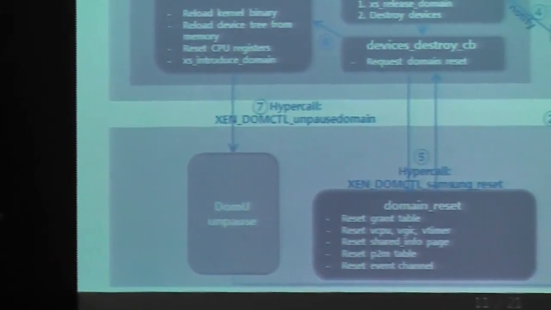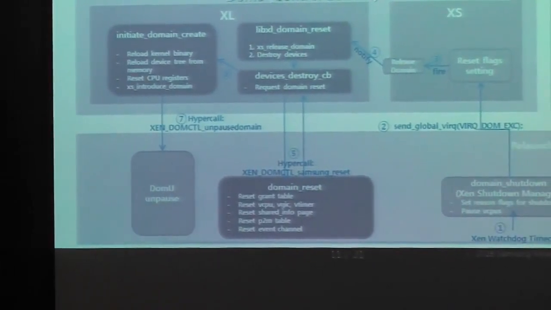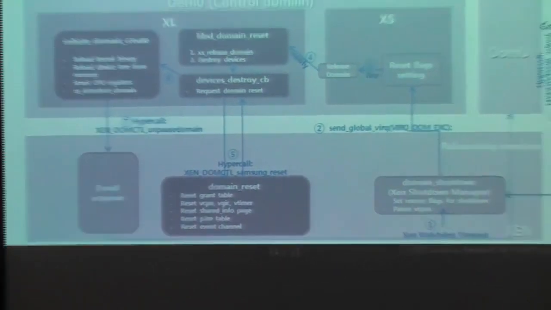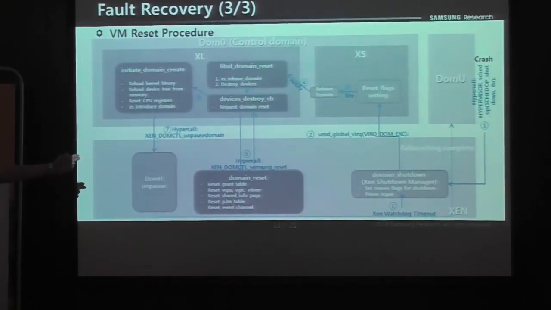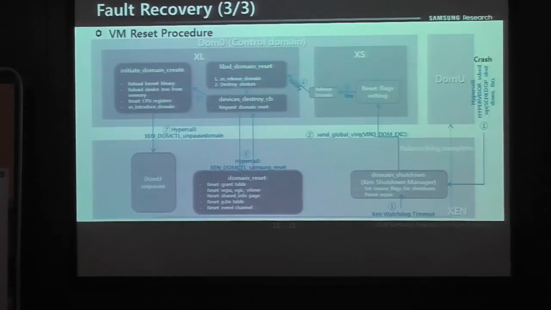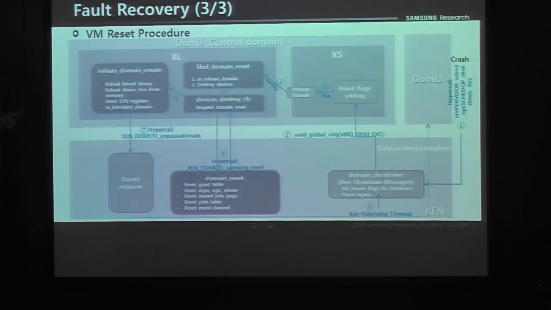Let me explain this in more detail. This figure shows how our non-new recovery works. In case of a non-new kernel panic, jam, or timeout, the module inside the hypervisor domain shutdown manager takes this event, sets the reason for VM reset, and pauses the non-new. Then it sends the virtual IRQ to GenStore, and it goes to the finally Excel function, leave Excel domain reset.